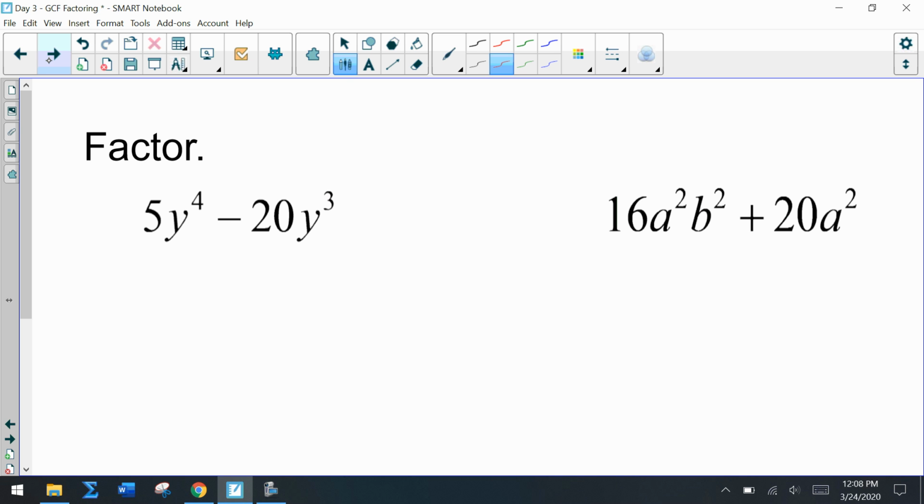Okay, so I want you to write down these two problems, pause the video, and then see how you do, but make sure that you're looking at each term and finding the greatest common factor.